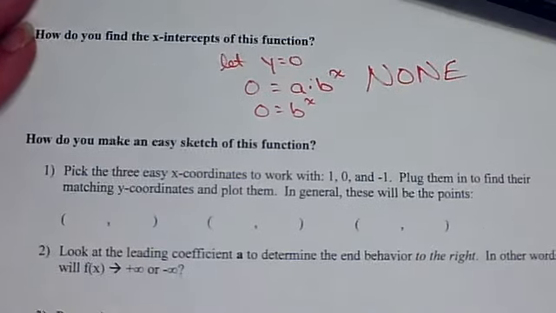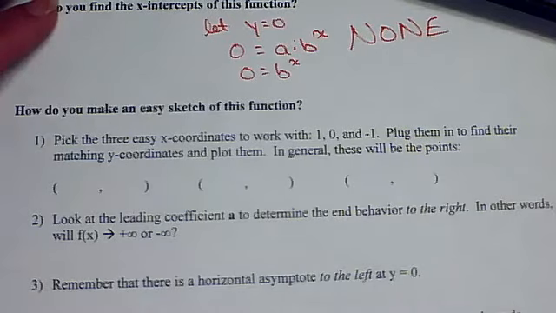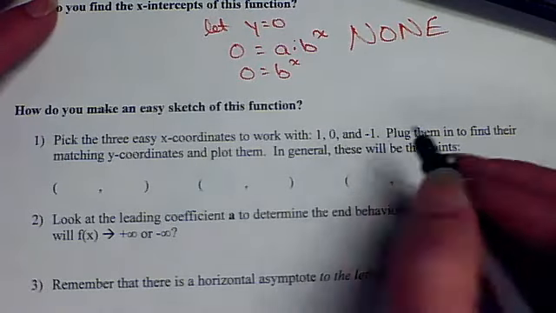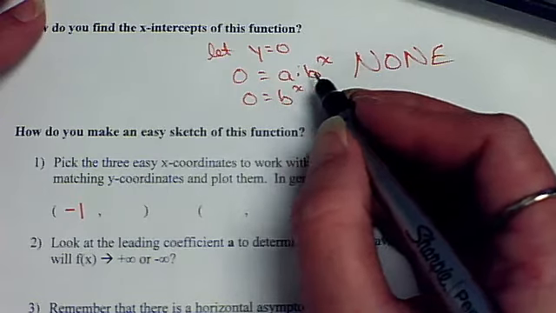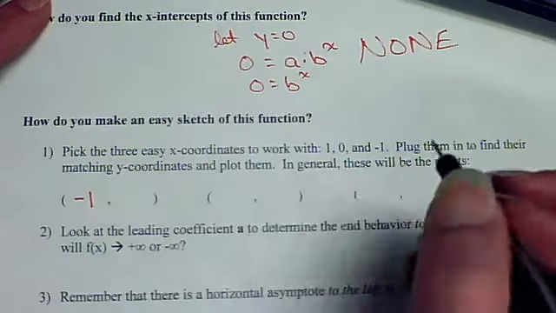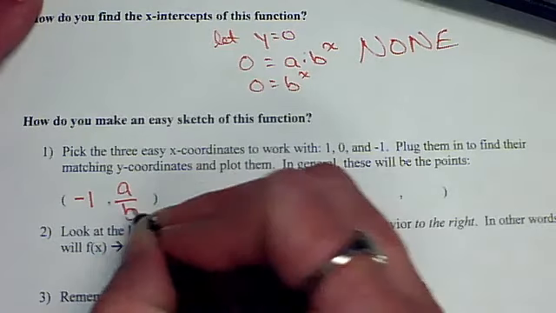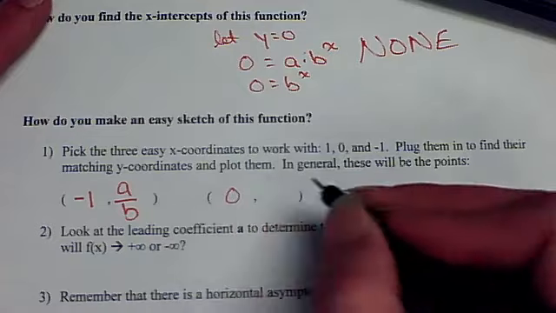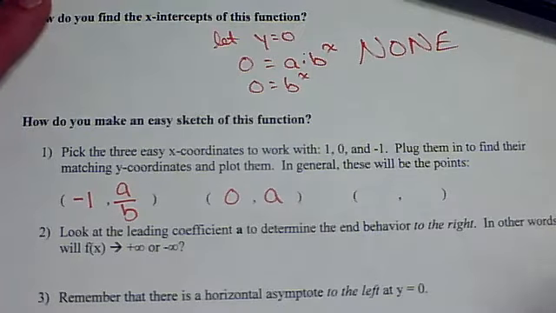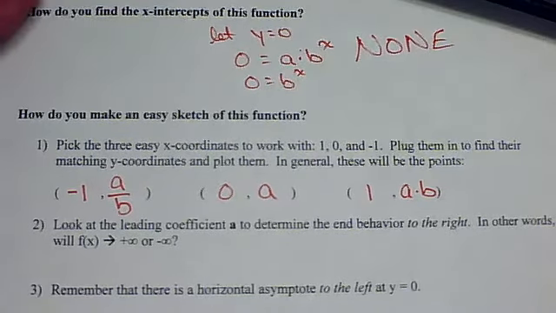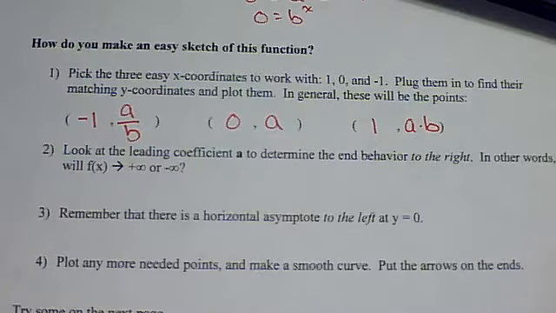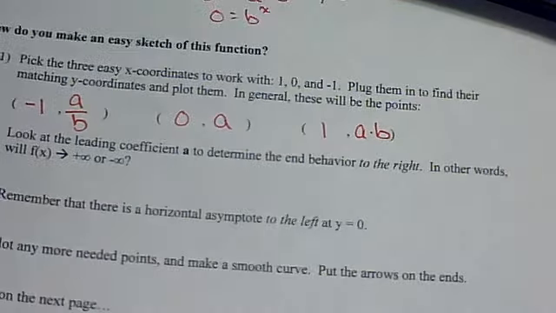So, to make an easy sketch of any function, the easiest x-coordinates to work with are 1, 0, and negative 1. When I plug in negative 1 into this function, that'd be a times b to the negative 1, or a over b. When I plug in 0, I'll just get a back. When I plug in 1, I'll get a times b. Makes it super, super easy. And then we just plot the points. That really is the easiest way to do it, is to make a little table and then plot your points.